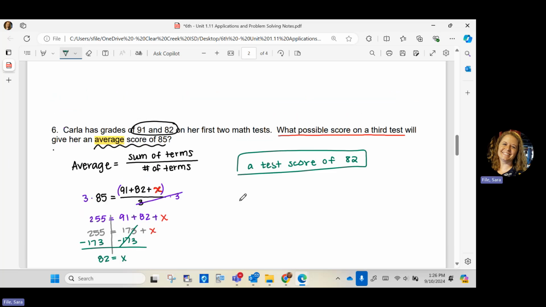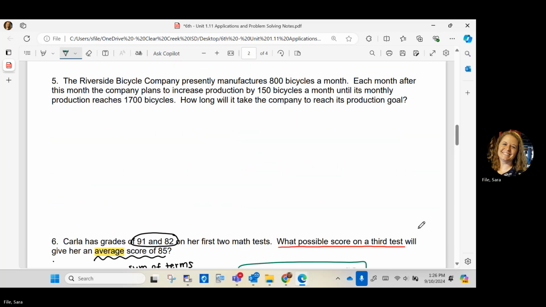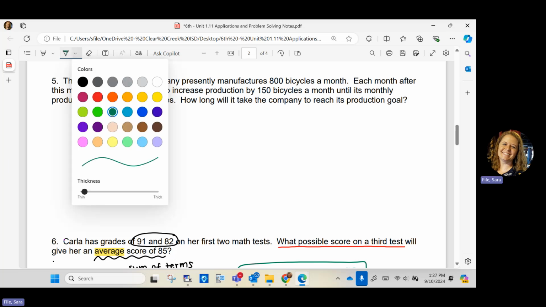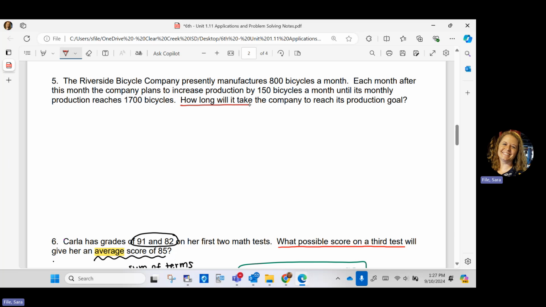All right, let's move up to number 5. A bicycle company is manufacturing 800 bicycles a month. Each month after this month, they're going to increase production by 150 bicycles a month until the monthly production reaches 1,700 bicycles. How long will it take the company to reach the production goal? Okay, so they're asking, how long will this take? So that's what we're going to call X.